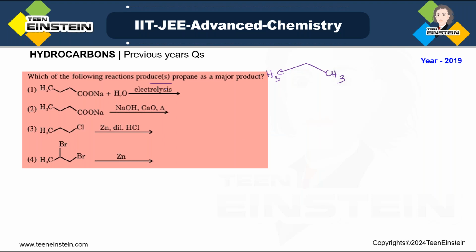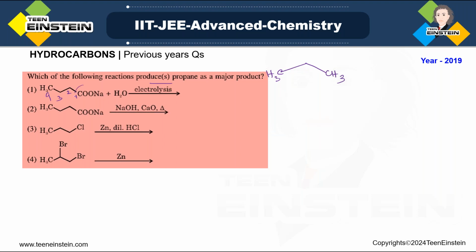Now the first reaction is, you have taken the sodium salt of butanoic acid. Total 4 carbons are there: 1, 2, 3, 4. Now when you are doing electrolysis, sodium will be removed and the carboxylic acid group will be removed in the form of carbon dioxide. But in electrolysis, what happens? Just remember the previous problem we have just seen.